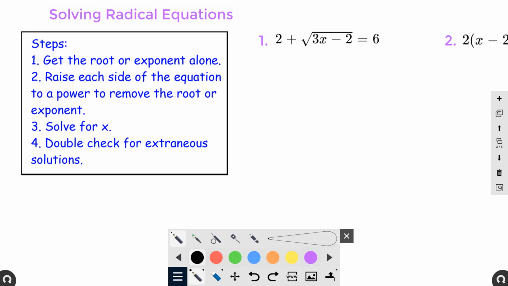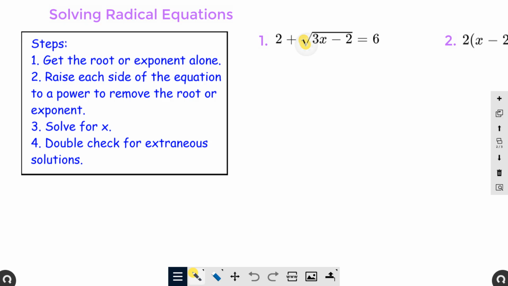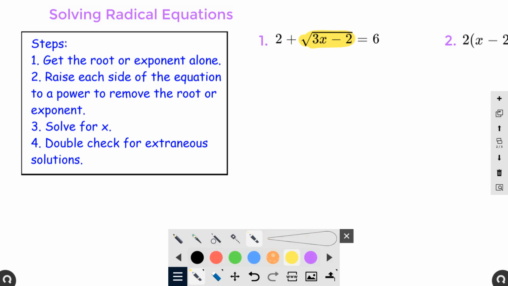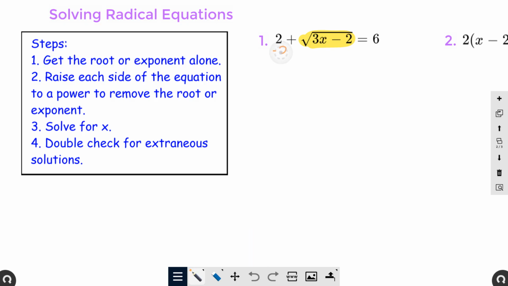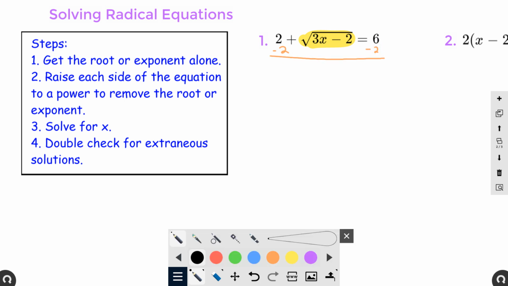So looking at this first problem, if we start with the first thing, we want to get the root or exponent alone. This is our square root and everything under it. We want to get that by itself on one side. So right now we got a 2 up there. What should I do with that 2? Correct. We're going to minus 2 on both sides of the equation.